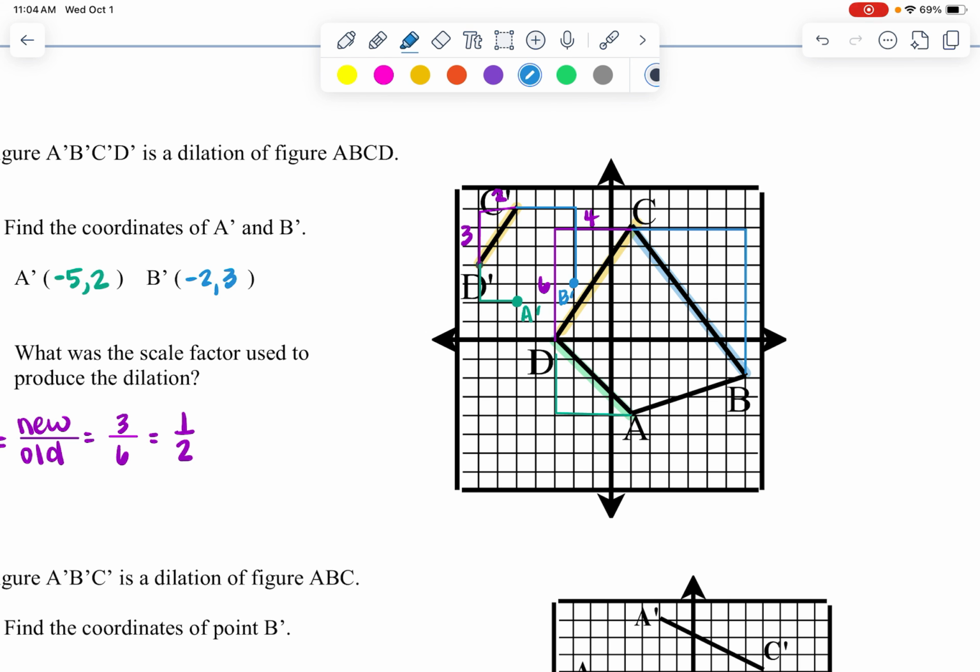If you want, I would highly suggest that you actually draw your new image, right? If I connect my C prime with my B prime, with my A prime, with my D prime, I end up getting this image right here. And does it look exactly the same as this image right here, just a smaller version? Yes, right? And if it doesn't, well, then you've put a point in the wrong spot.